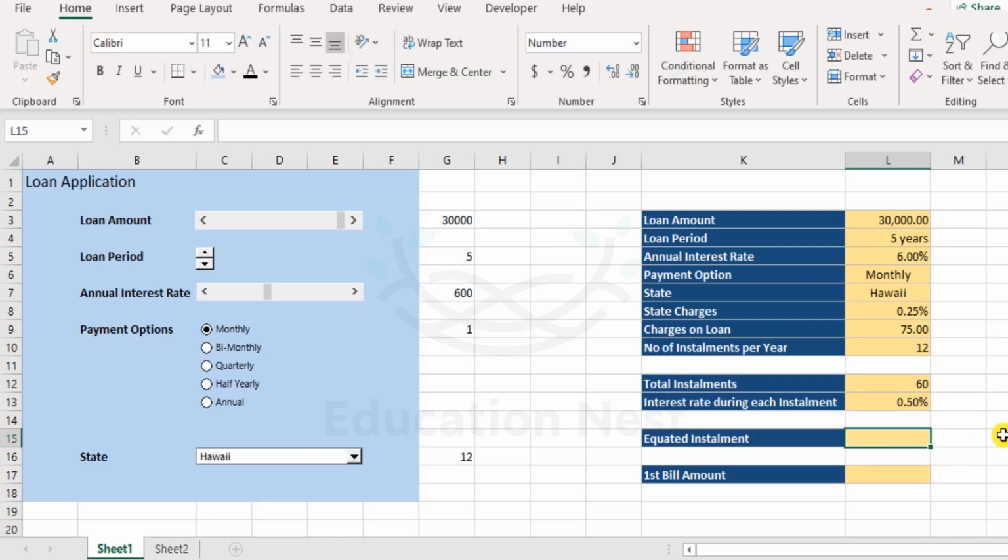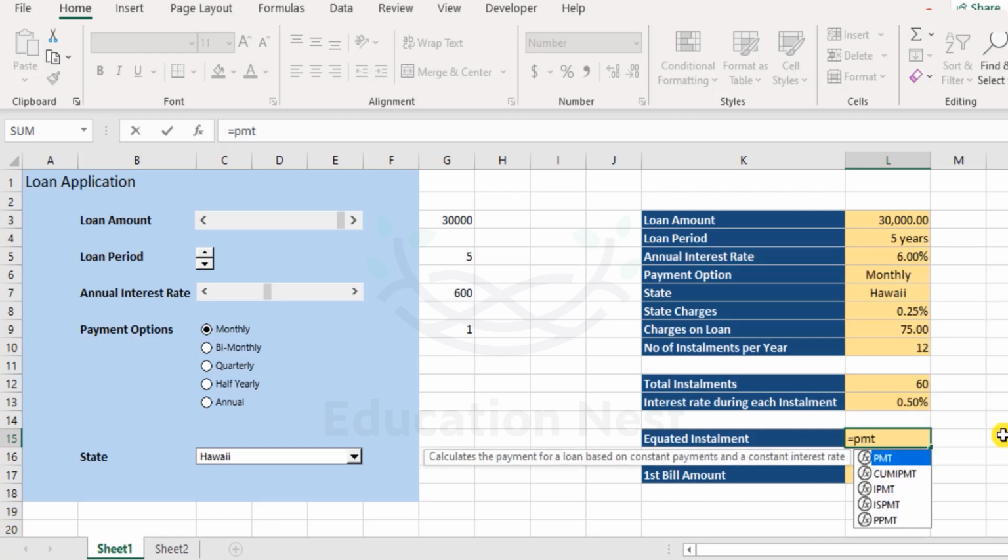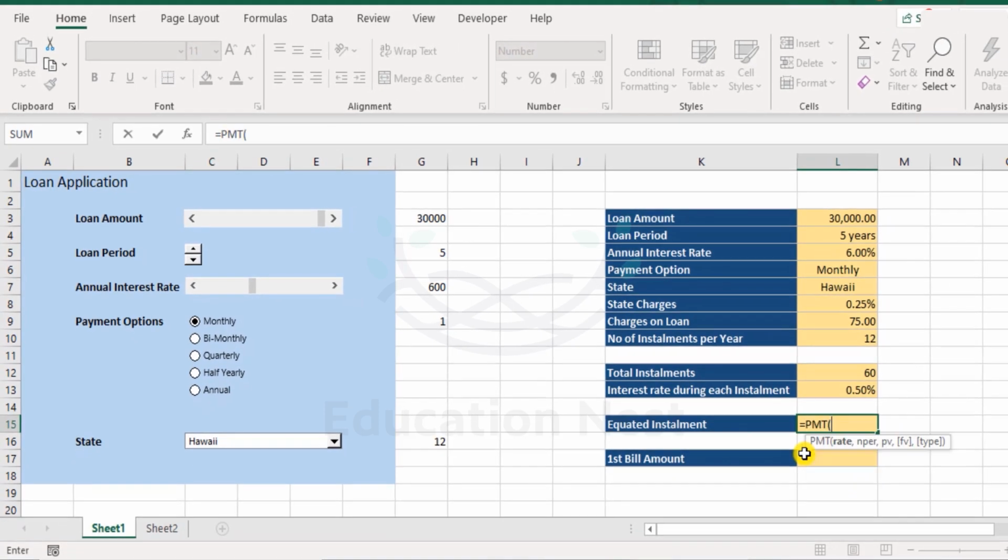And for that, we have a finance-based function called PMT. It calculates the payment for a loan based on constant payments and a constant interest rate. So here we are assuming this interest rate to be constant throughout the term of your loan and not a floating rate. And constant period, that means you are also paying at fixed intervals. So rate, this is the effective rate that we'll select.